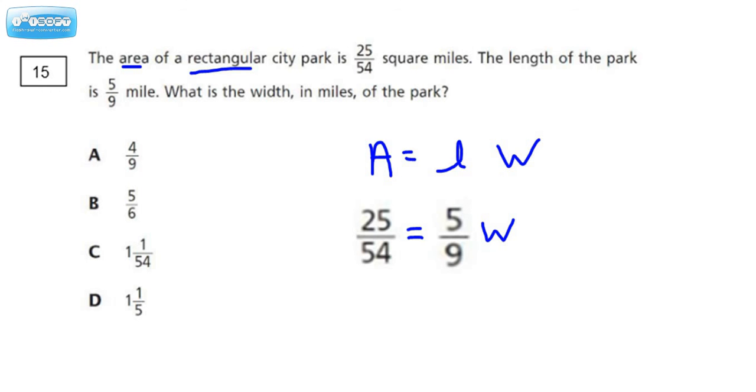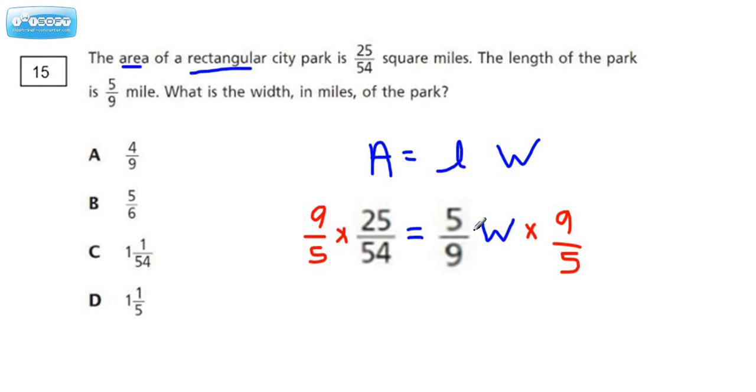And the way we show division whenever we have a fraction is we think about multiplying by the reciprocal. Dividing by 5/9 is the same thing as multiplying by its reciprocal or inverse. So we're going to write 9/5 on this side of the equation, and we're also going to put it over here to keep the equation balanced.